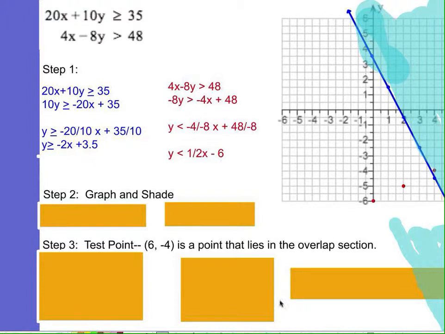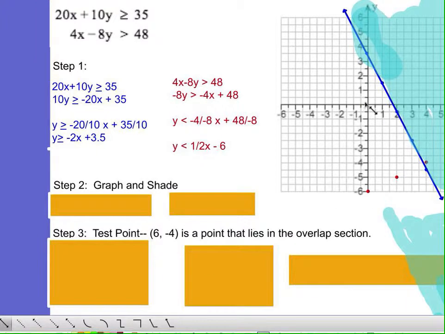My second equation I'm going to do in red. And again, y-intercept is negative 6. And again, I got to go up 1 and over 2. Up 1, over 2. Up 1, over 2. And then I draw my line in red.